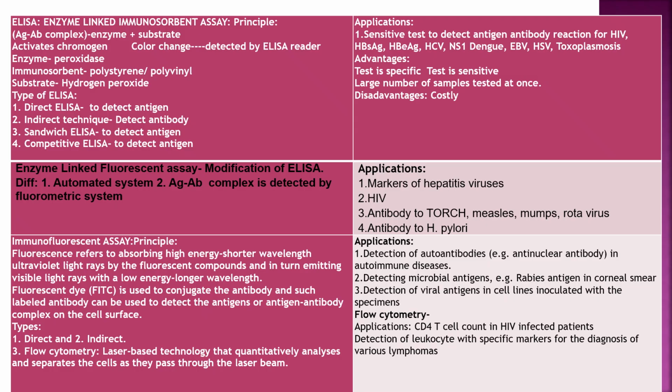Flow cytometry is a laser-based technology that quantitatively analyzes and separates the cells as they pass through the laser beam. Application: detection of autoantibodies, antinuclear antibody in autoimmune diseases, detecting microbial antigen, for example rabies antigen in corneal smear, then detection of viral antigen in cell line inoculated with the specimen. Flow cytometry: CD4 count in the HIV infected patient, detection of leukocytes with specific markers for diagnosis of various lymphomas.